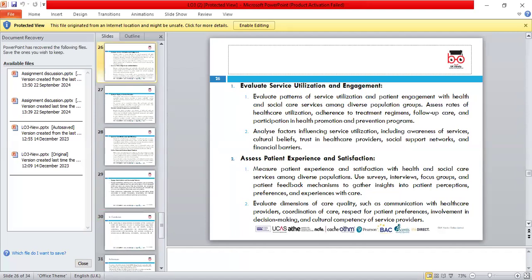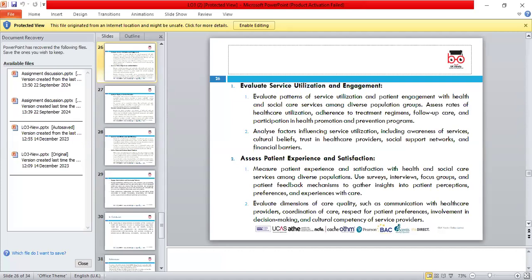Evaluate the service utilization and engagement. We have mentioned that as well. We have to evaluate how people are utilizing it, and also engaging, to know that you are on track with those things that you are providing, and people are adhering to treatments and all that. We also have to analyze factors influencing service utilization, including awareness of services and cultural beliefs that we have mentioned.